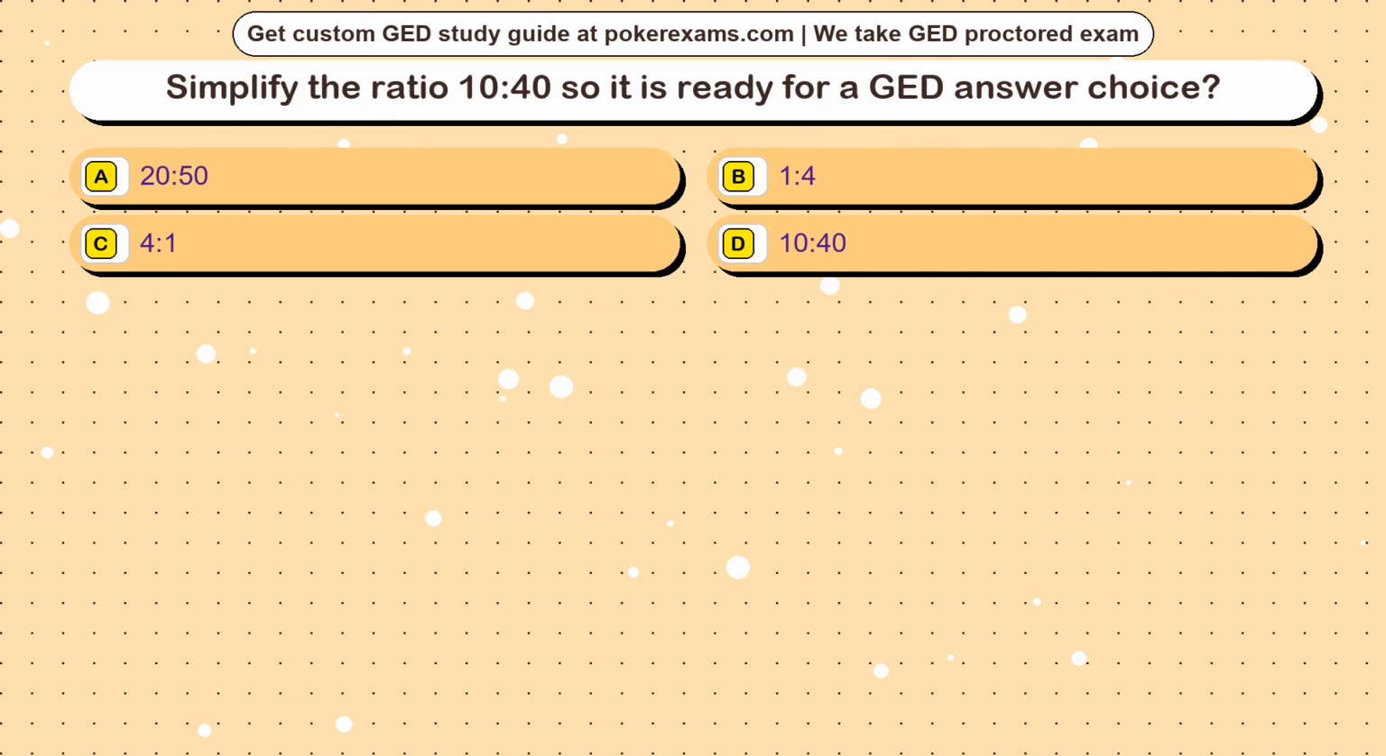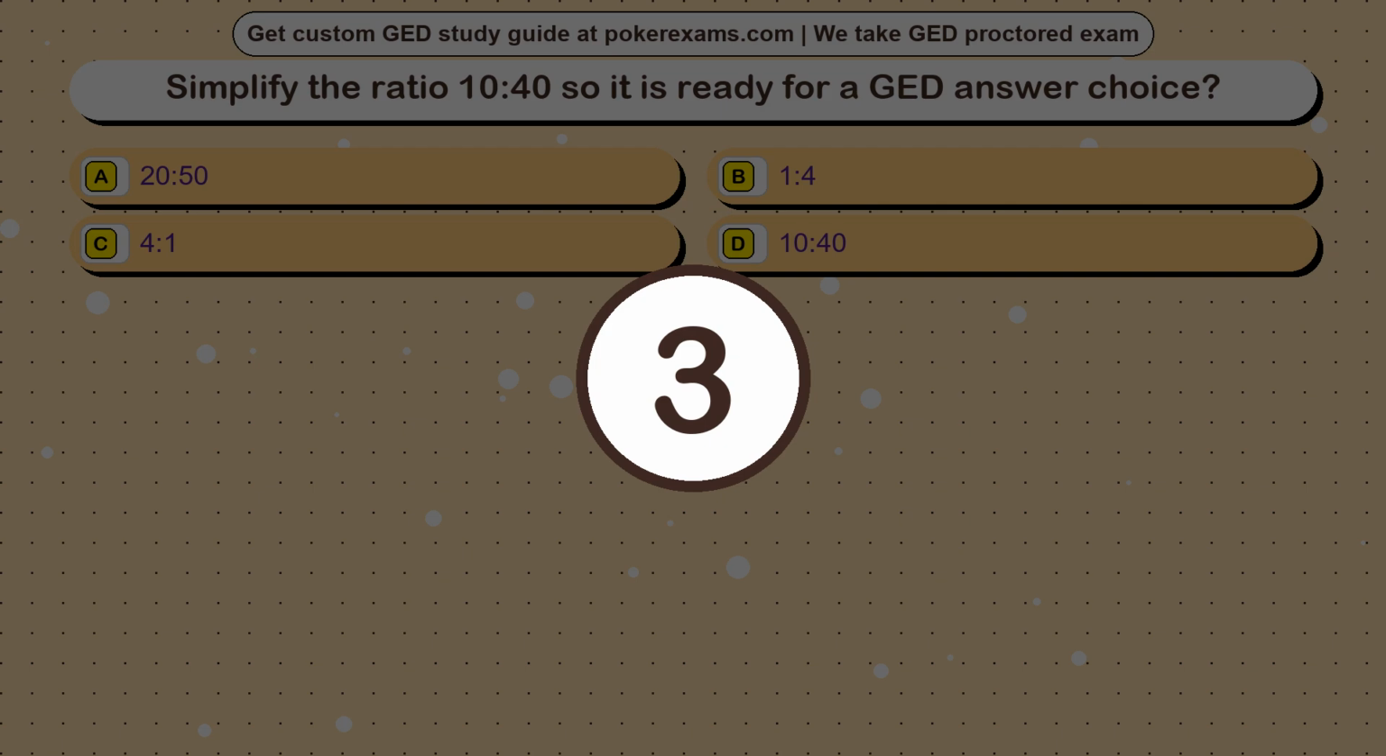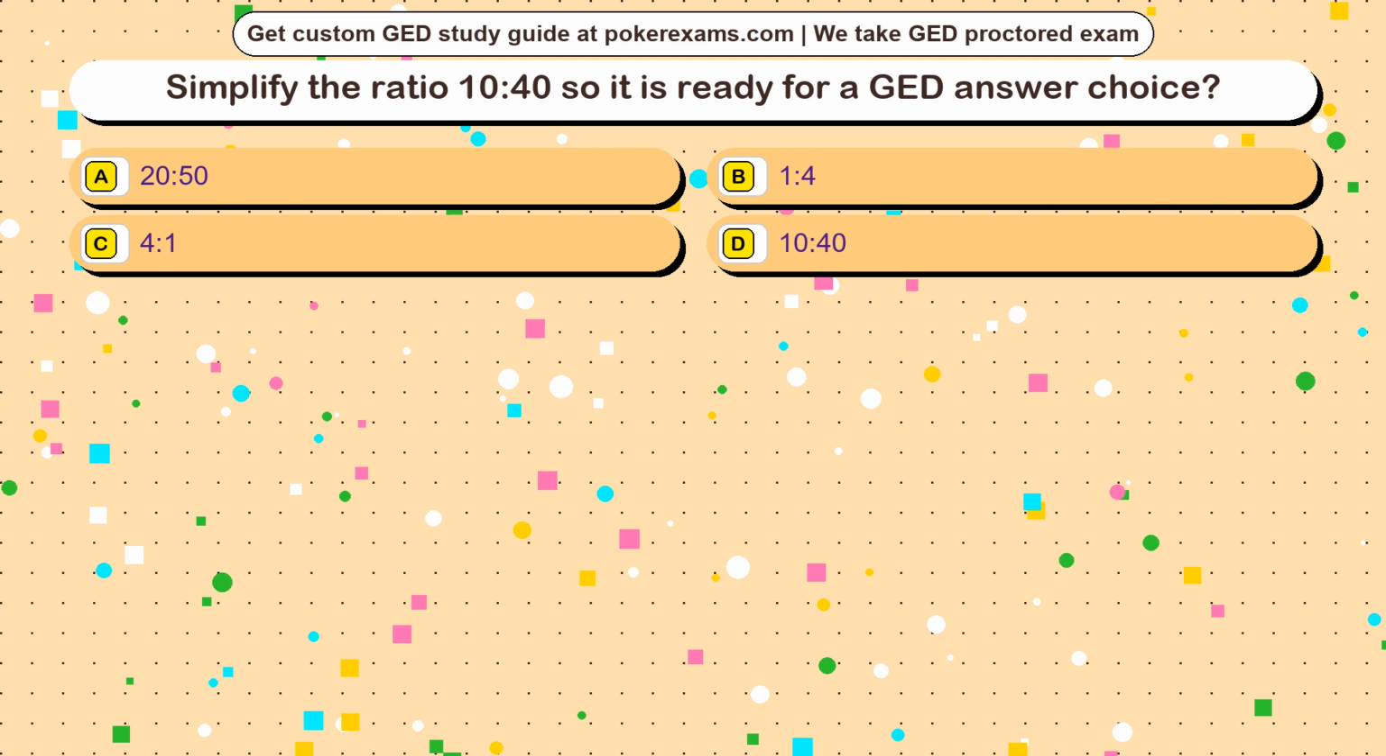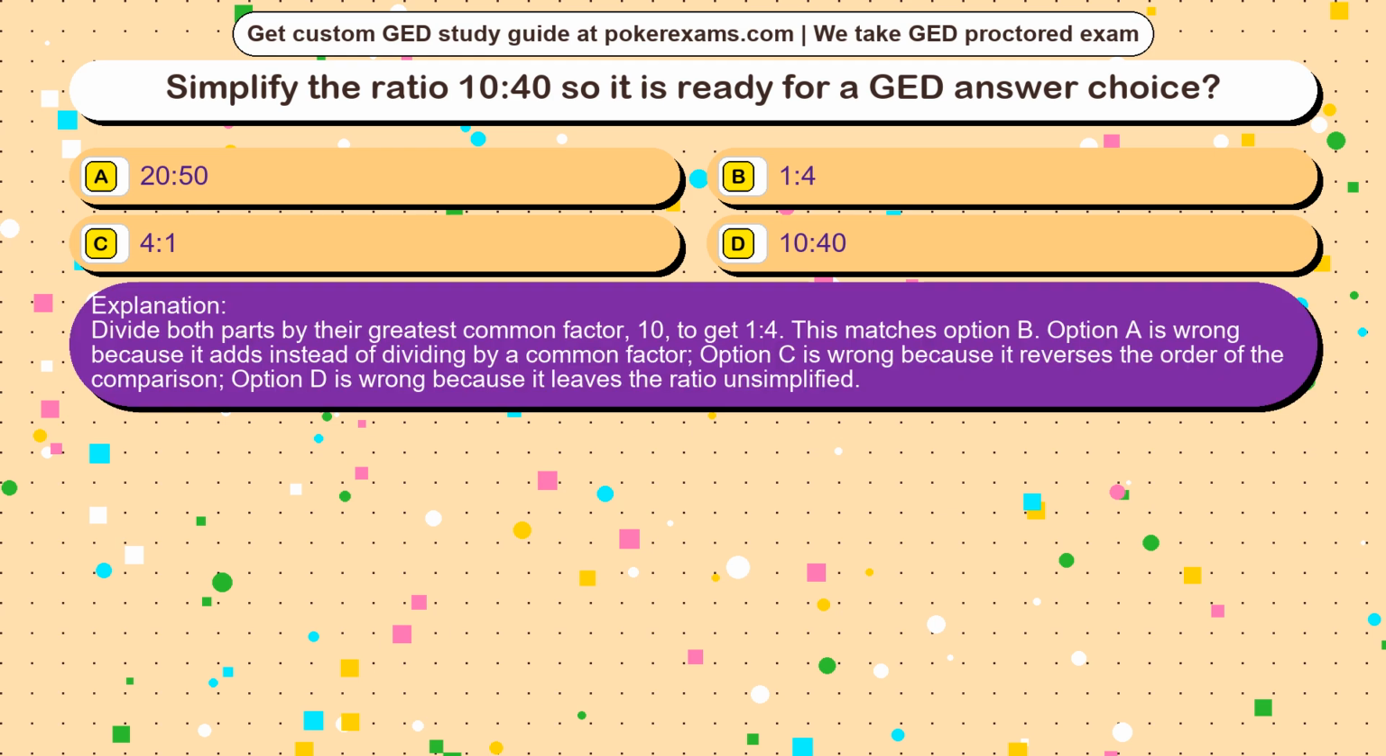Question 8. Simplify the ratio 10 to 40 so it is ready for a GED answer choice. Option A, 20:50. Option B, 1:4. Option C, 4:1. Option D, 10:40. The correct answer is option B. Divide both parts by their greatest common factor, 10, to get 1:4.